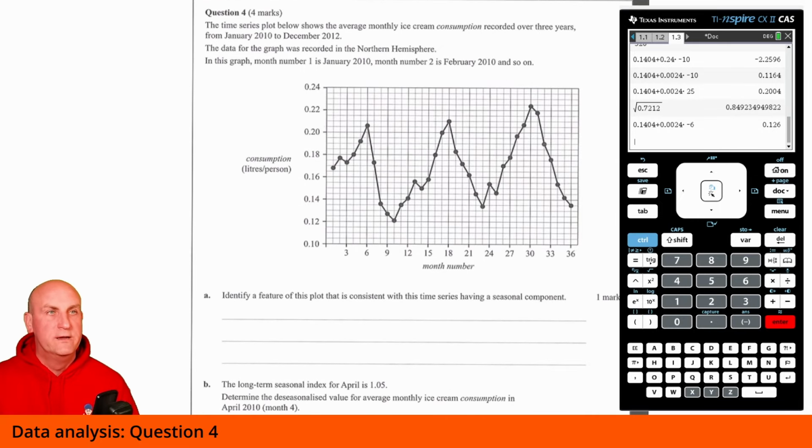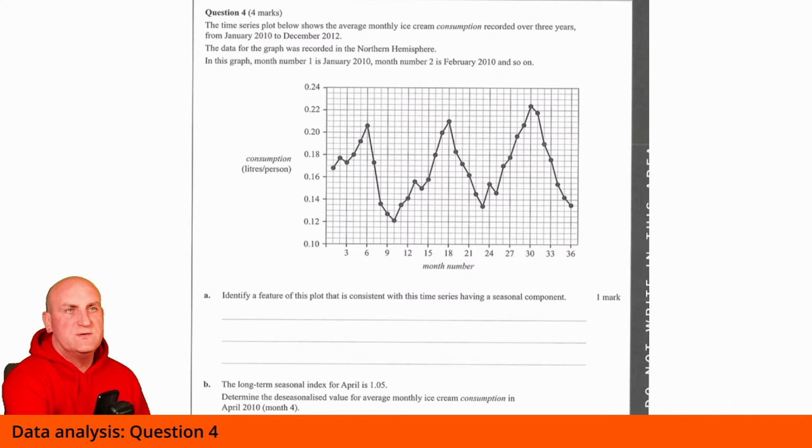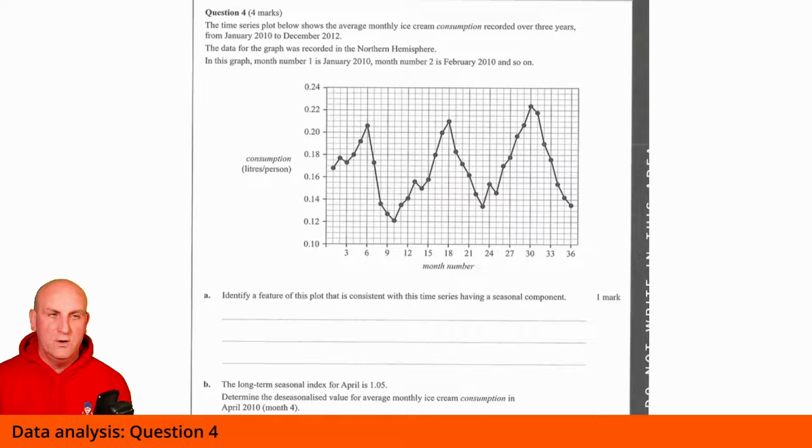What do we got now? Oh, time series. The time series plot below shows the average monthly ice cream consumption recorded over 3 years, from January 2010 to December 2012. The data for the graph was recorded in the Northern Hemisphere. In this graph, month number 1 is January 2010, and month number 2 is February 2010, and so on. Identify a feature of this plot that is consistent with this time series having a seasonal component.